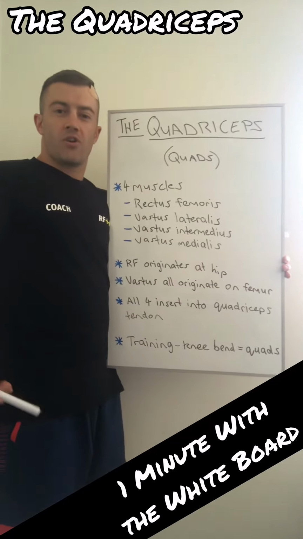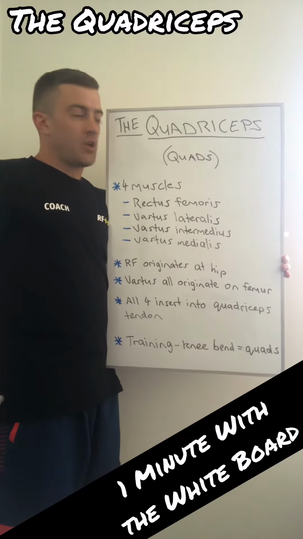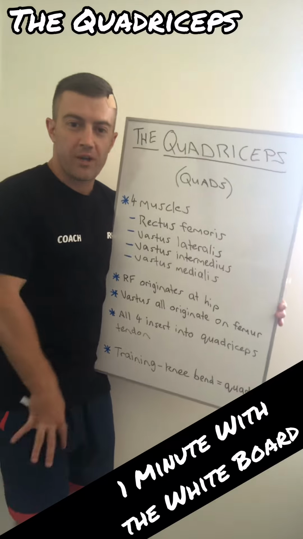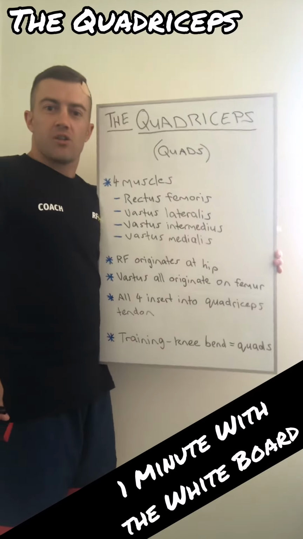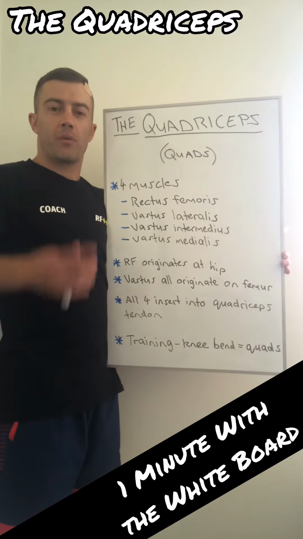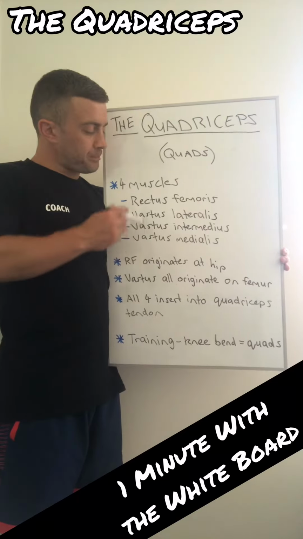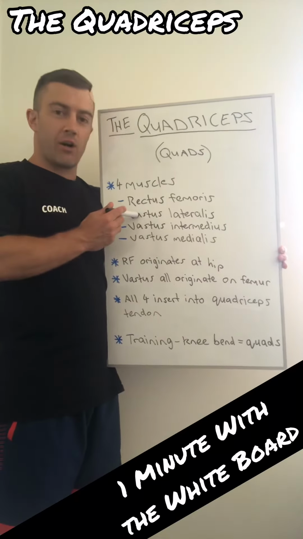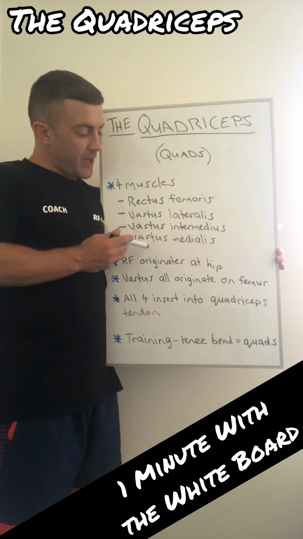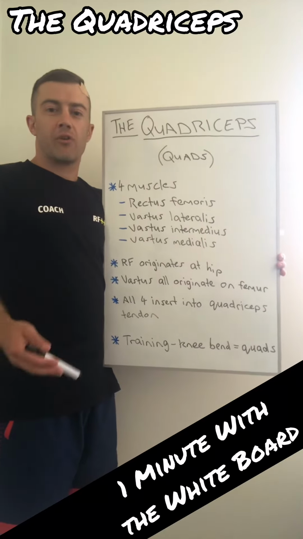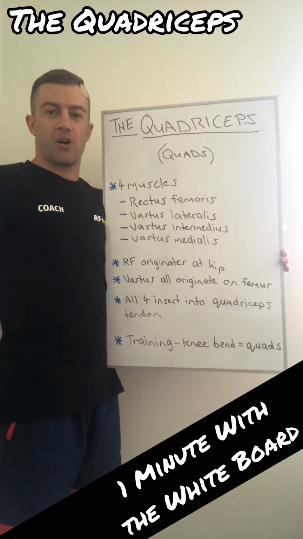So the quadriceps, or the quads as most people like to call them. Now everyone knows the quads, yeah? So big group of muscles that sits on the front of your leg here. So when we talk about the quads, we're talking about 4 different muscles. So you've got rectus femoris, vastus lateralis, vastus intermedius, and vastus medialis. Now you don't really need to worry about these names, they're kind of long and complicated.